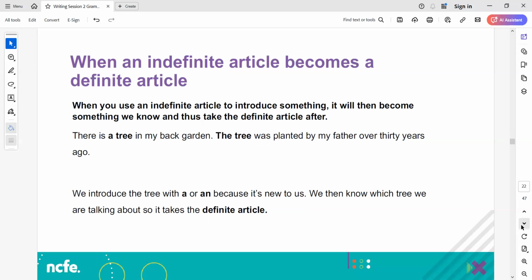So when an indefinite article becomes a definite article. If you use an indefinite article, a or an, to introduce something, it will then become something we know and thus take the definite article after. There is a tree in my back garden. The tree was planted by my father over 30 years ago. We introduce the tree with a or an because it's a new thing to us, but we then know which tree we're talking about, so it then takes the definite article.